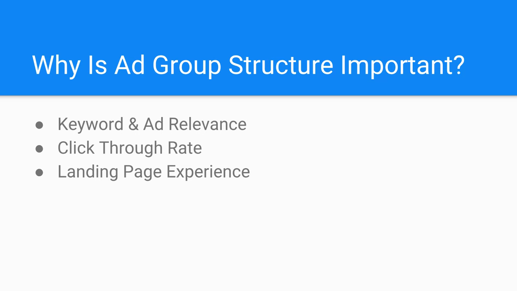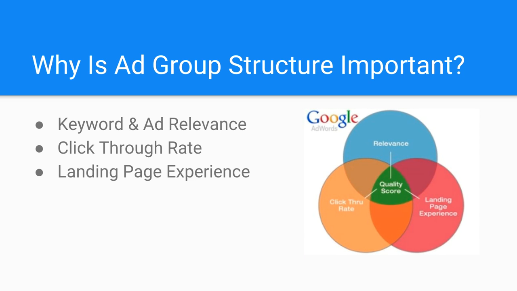Now let's talk about why ad group structure is important. As we discussed, it allows you to keep things very relevant between your keywords and the ads that you're wanting to show. And by keeping your keywords and ads relevant, you're going to get a better click-through rate because you'll be showing relevant ads to what users are looking for. Also, it's going to provide your users with a better landing page experience because they'll be taken to a page that aligns with what they typed into their browser and the ad that they clicked on. All of those things combined are going to help you improve your quality score, which in turn is going to lower your cost per click.